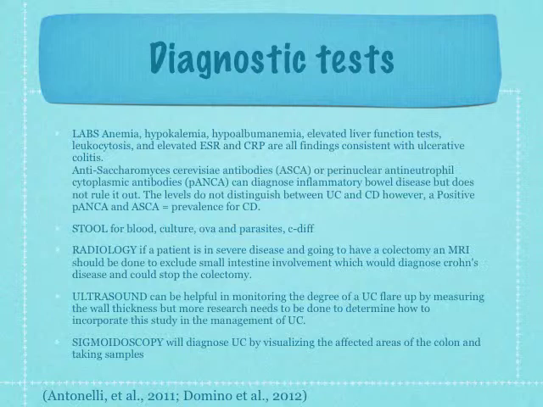You can also use CT to show inflammation in various parts of the intestines and go towards an infectious cause as well. Ultrasound can be helpful. More research needs to be done to determine how you can use this. It can measure the depth of the inflammation and the location so you can get an adequate view of what's going on without the radiation exposure as you have with CTs and X-rays. Your sigmoidoscopy can diagnose ulcerative colitis by visualizing the colon and taking biopsies.